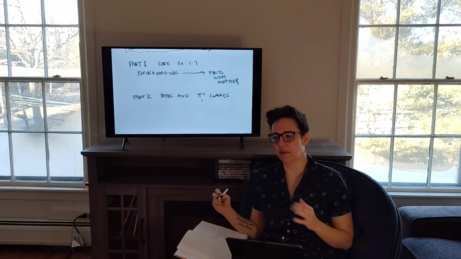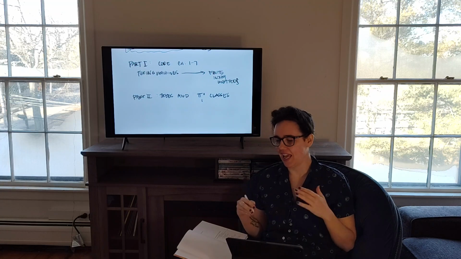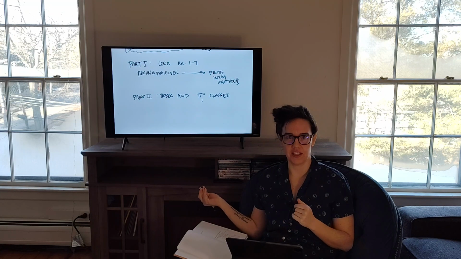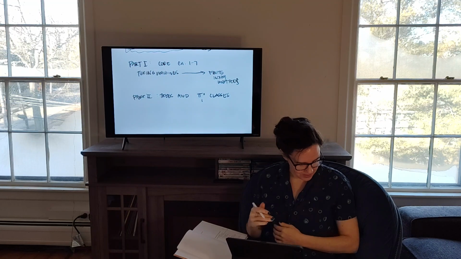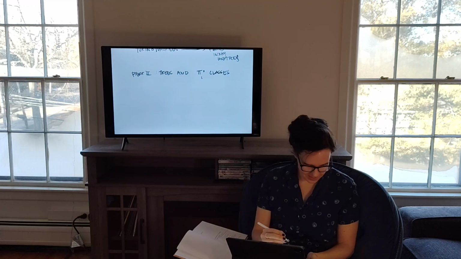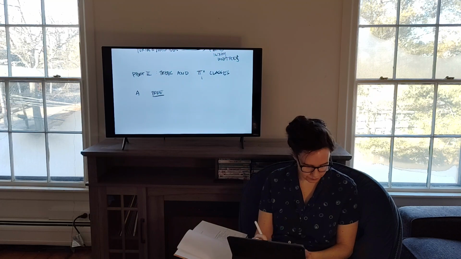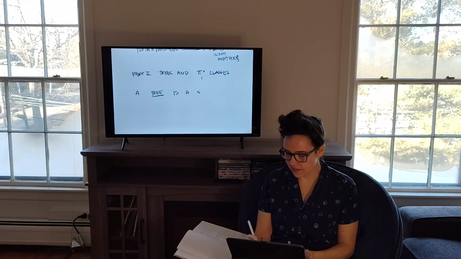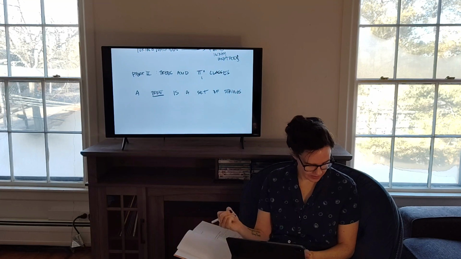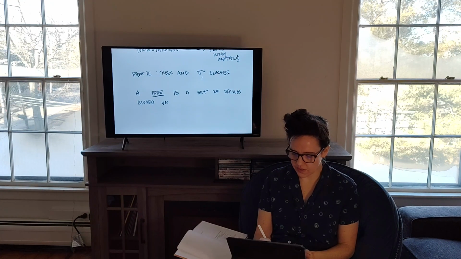Many times in my life I've been really very confused, realizing that I have a different definition of a tree than the one I was supposed to be using. Okay, so there's lots of trees. This is the first sentence in that section, and it's just a definition, so let's just copy it down. A tree is a set of strings closed under initial segments.